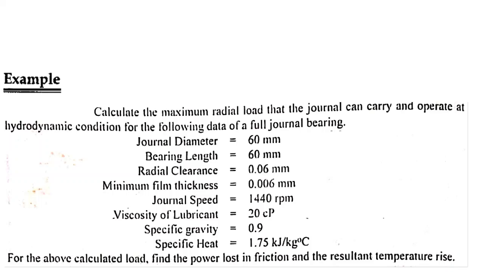Journal diameter D is 60 mm, bearing length L is 60 mm, radial clearance small c is 0.06 mm, minimum film thickness is 0.006 mm, journal speed is 1440 rpm, viscosity of lubricant mu is 20 centipoise. Cp means centipoise, you have to convert it into Newton second per mm square. Specific gravity and specific heat values are given, and you also have to find out power lost in friction.